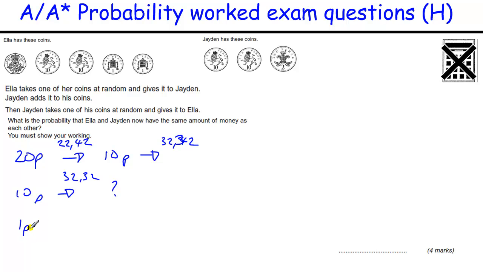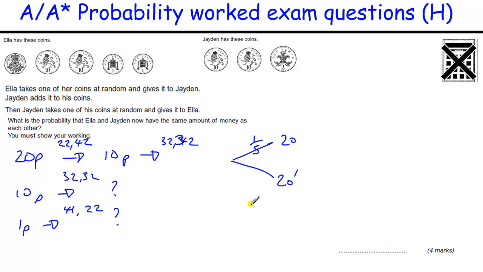If we had 1p to start with, then we'd have 41 and 22. And again, there's nothing that you can give to the other person to make them even again. So the only thing that's going to work is giving 20p the first time and then 10p back. So if we use that as our tree diagram, what's the probability? It's got 20p, so that's 1/5.